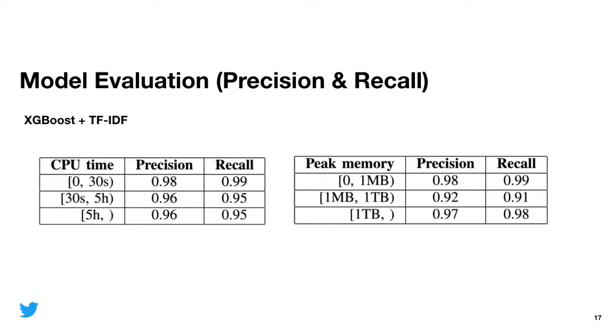Like say for the CPU time, the CPU consuming queries whose CPU time is larger than 5 hours, the precision is 0.96 and recall is 0.95. For memory consuming queries, the precision is 0.97 and recall is 0.98. So in summary, we think that XGBoost with TF-IDF is a pretty good approach for the resource usage prediction.